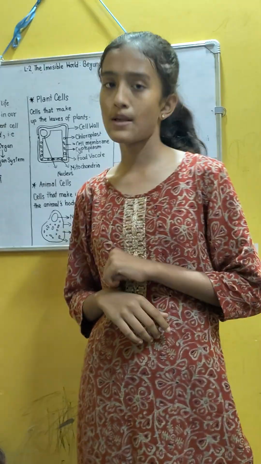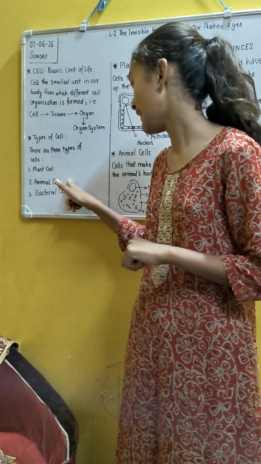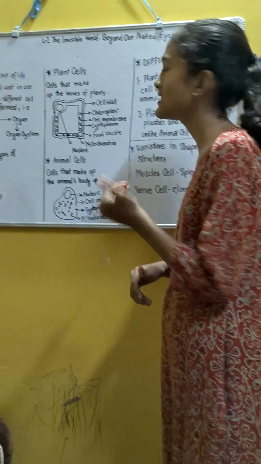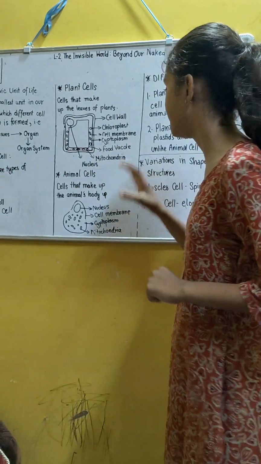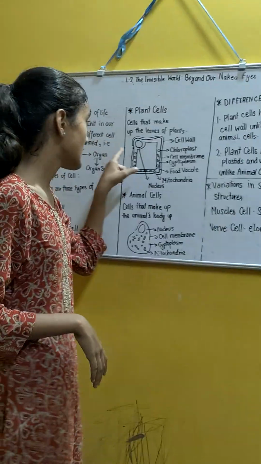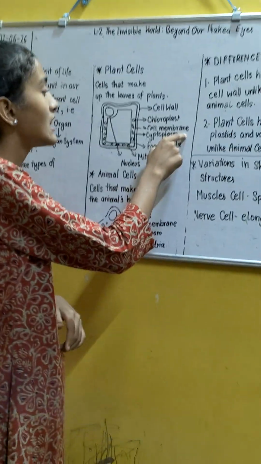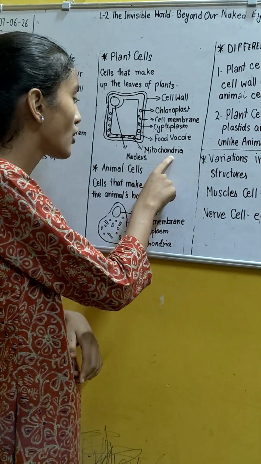Now, what are the types of cell? There are three types of cell: plant cell, animal cell, bacterial cell. Plant cells are the cells that make up the leaves of the plant. Here, the cell contains a cell wall, chloroplast, cell membrane, cytoplasm, food vacuole, mitochondria and nucleus.